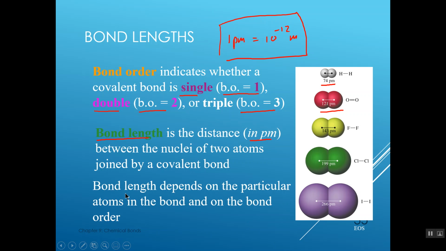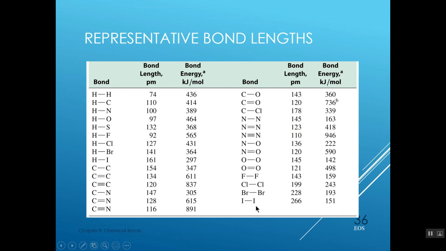Now, it turns out that the bond length depends on the particular atoms in the bond and the bond order. And for us to see that, we have some different representative bonds and their corresponding bond lengths. And we're going to talk about bond energy later on, all right? So that's for later on. So one of the things that the bond length is dependent on is the size of the atoms involved. And to look at that, let's look at these bonds right here, right? These are all halogen to halogen bonds.